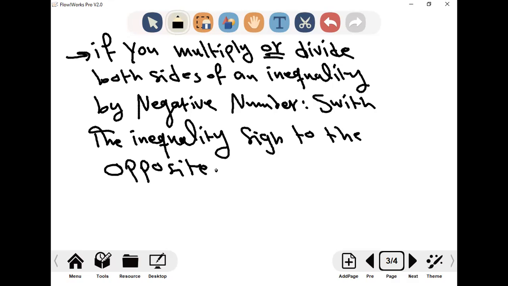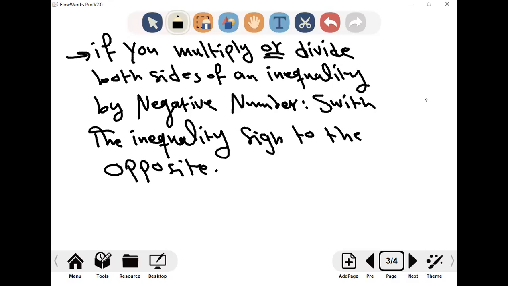Here, the inequality sign, right? To the opposite. Less than, more than, less than. With equal, stay equal. Done? You can switch.